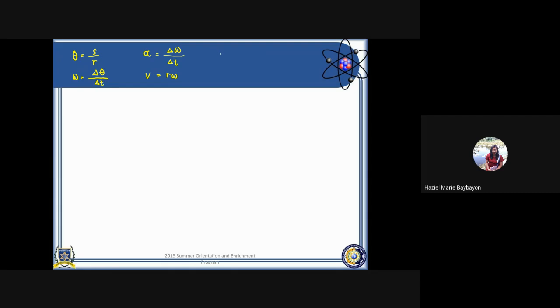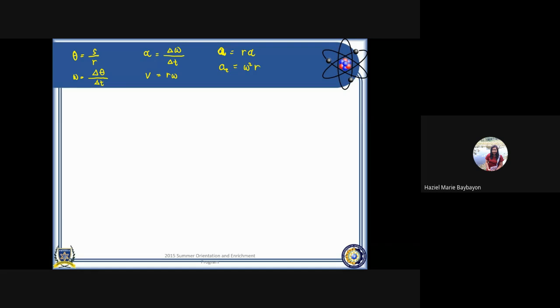And then we have also learned that the tangential acceleration, A, is equal to r alpha. And then we have the centripetal acceleration, A sub c, which is equal to v squared over r, or omega squared r. Okay, so these are the equations that we have learned so far.